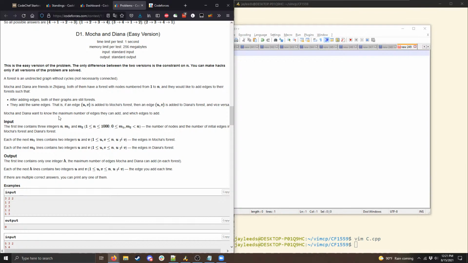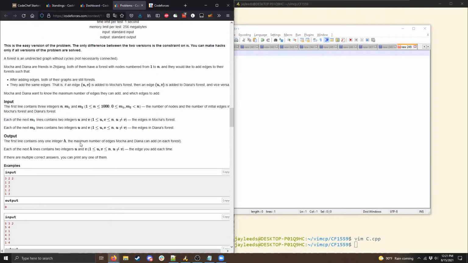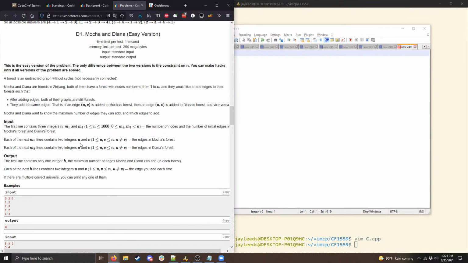All right, so D is a pretty long problem. I actually think D2 is significantly harder than E. So let's go ahead and get to it. We have Mocha and Diana, both of whom have forests with n vertices, and we want to add some edges such that they're adding the same edges, and afterwards both their graphs are still forests, and we want to add as many edges as possible.